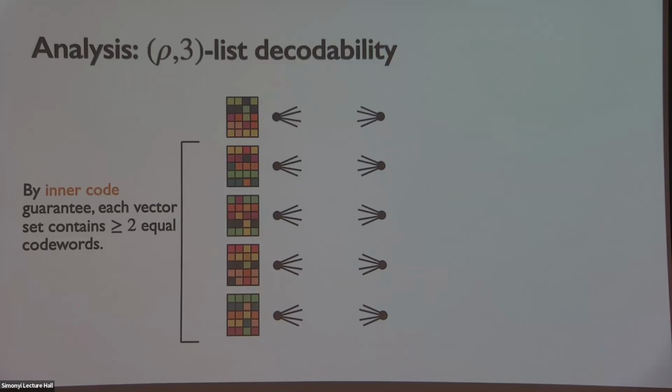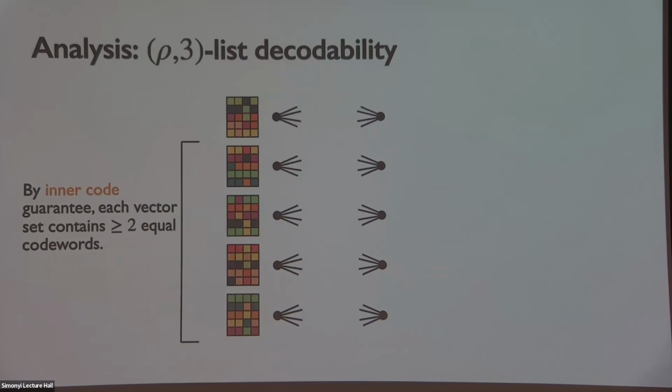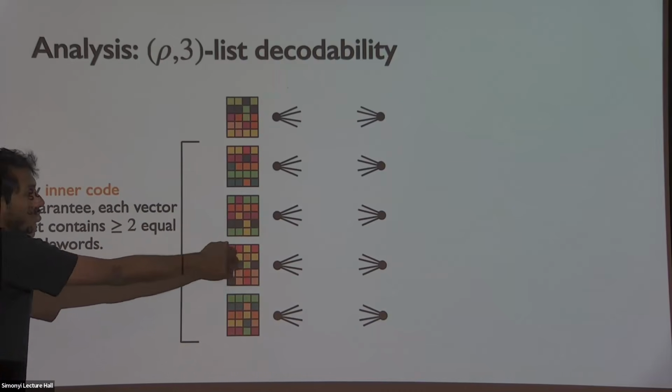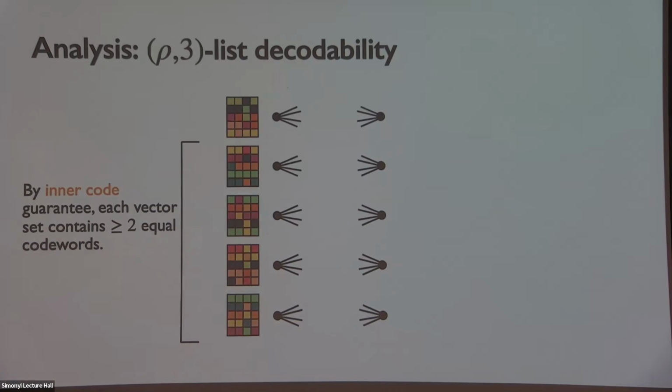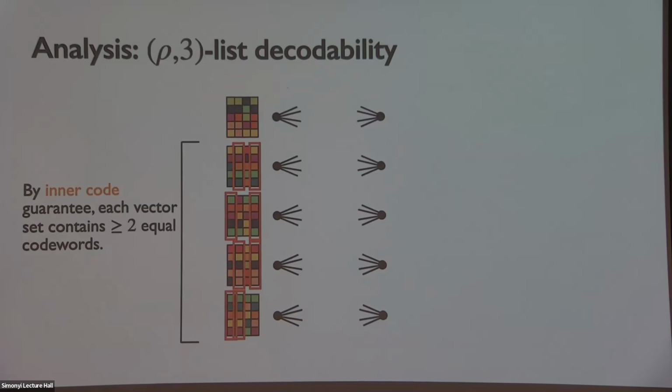So now if we look at the inner code, we'll see that there have to be at least two equal code words in every one of these vector sets. Why is that? It's because the inner code we chose to be rho comma 3 list decodable. So it could not have agreed with that agreement pattern and had four distinct code words. So if it's agreeing a lot, some of them have to be the same. No choice. So I marked out the code words that are the same for these many vertices.